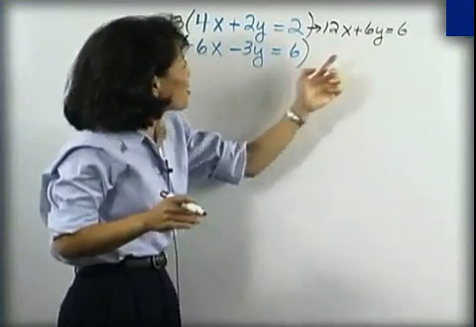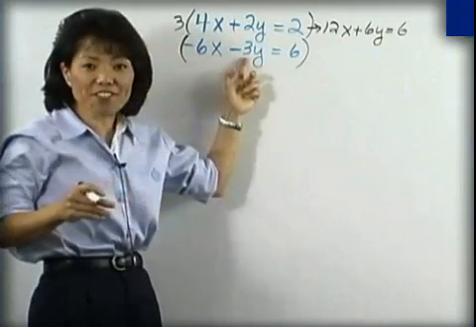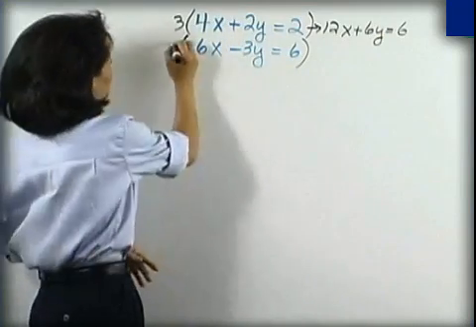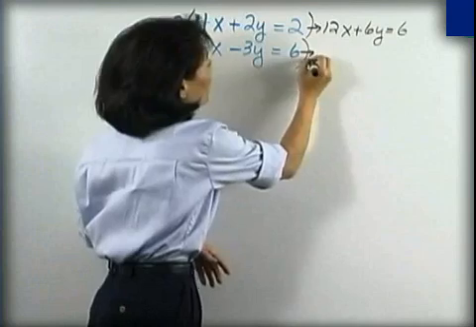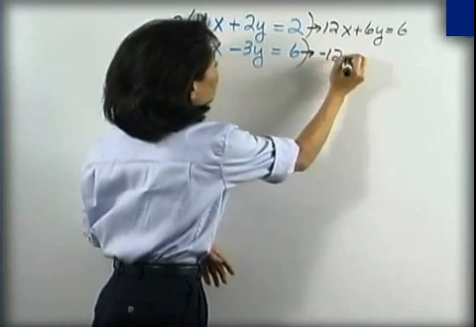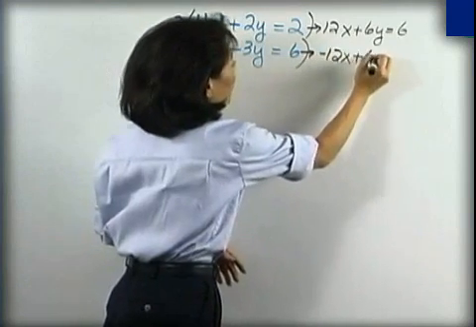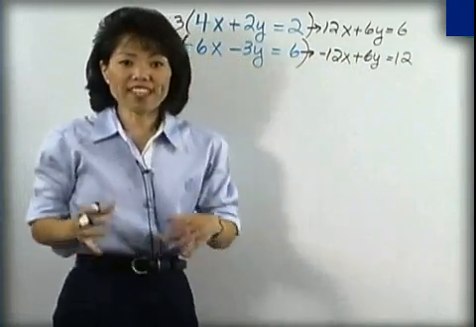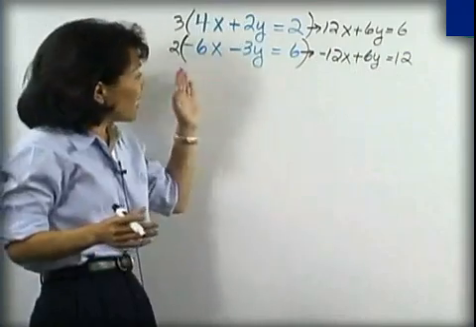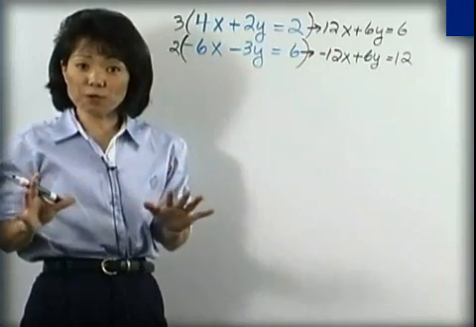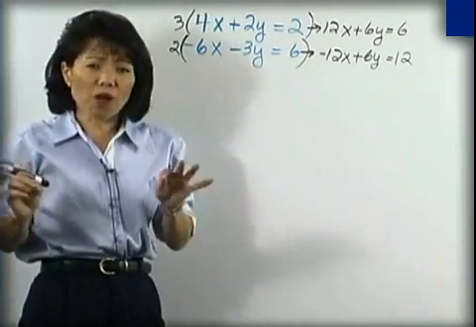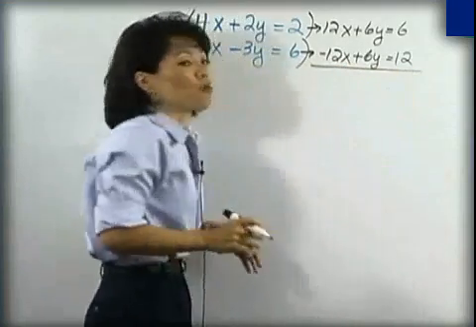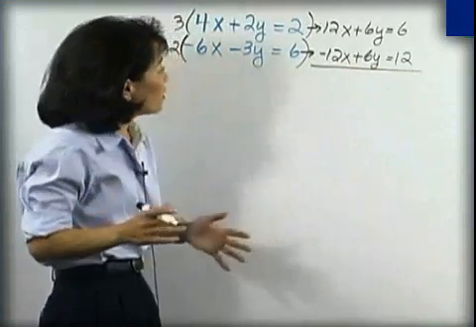Since we're eliminating the 6y, we want to make this a negative 6y. We're going to multiply our second equation by 2. This gives me negative 12x plus 6y is equal to 12. Now that we've done that, and again, work carefully when you're doing your multiplication, because any small error in arithmetic could throw the whole problem off, we're ready to add our equations together.